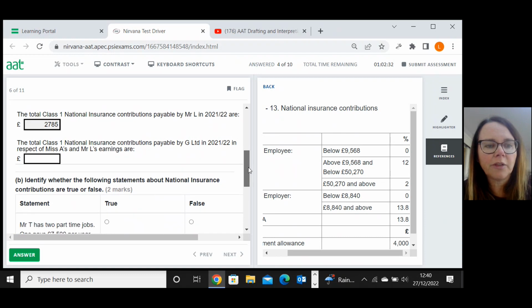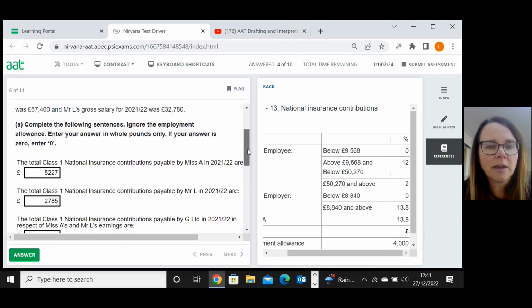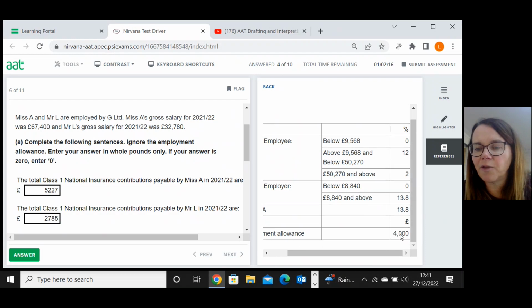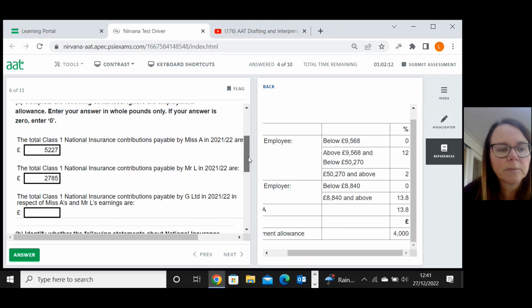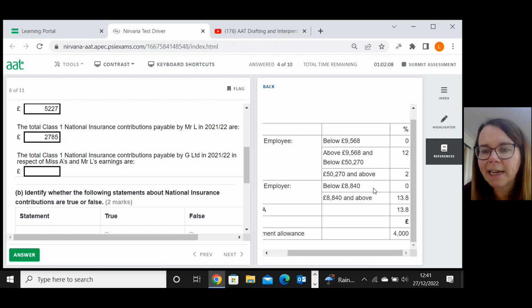The total class 1 national insurance contributions by G Limited, that's the employer, in respect of their earnings are, just going up here, it does say ignore the employment allowance. So the employment allowance, remember, is the £4,000 if you are a small employer. So we're ignoring that. So I'm just working out the employer figures for these two workers.